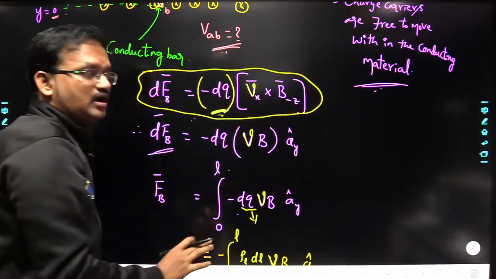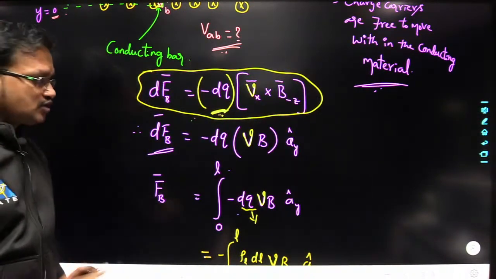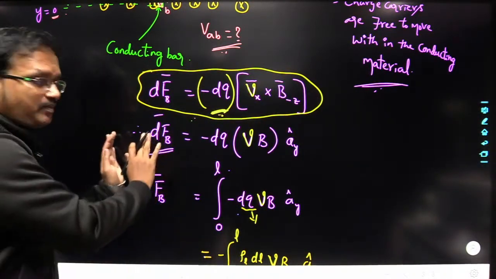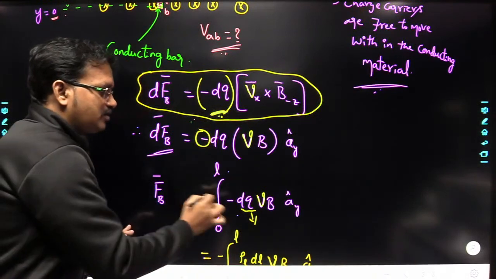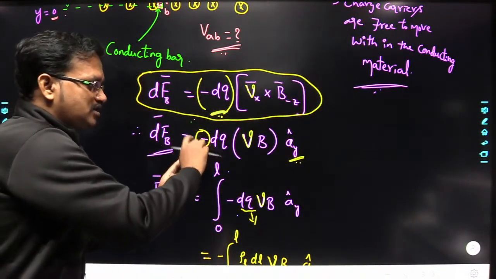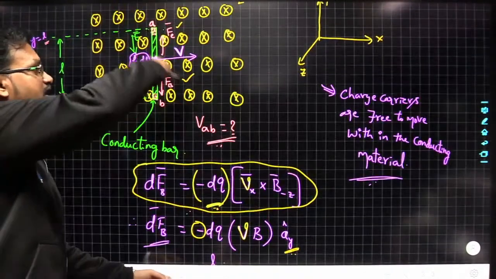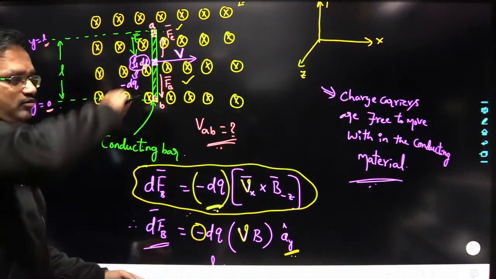Minus of minus will become plus. So here I am writing Ay cap. Here the minus I am writing as it is. So the resultant magnetic force is in which direction? Here you have minus, here you have Ay cap. That means the resultant force direction is in the negative y direction. Understood? So FB is in the negative y direction.